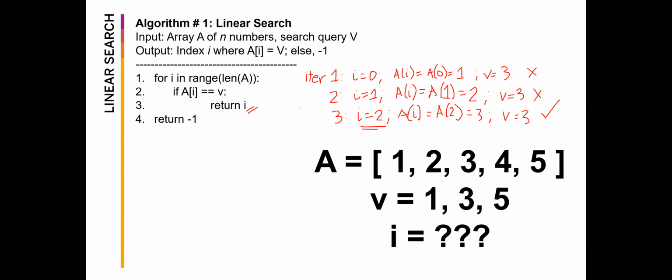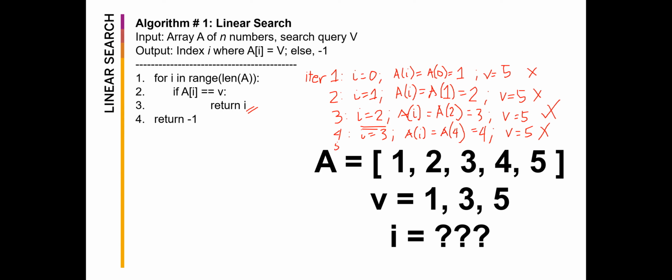So if V is equal to 5, let's continue. So this will become 5. So we proceed with the fourth iteration, not necessarily fourth index. So I is equal to 3. A[I] is equal to A[3], which is equal to 4. And V remains the same. Again, not equal, so we go through the loop again.